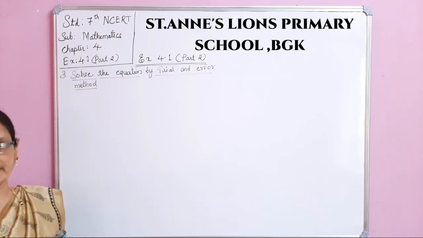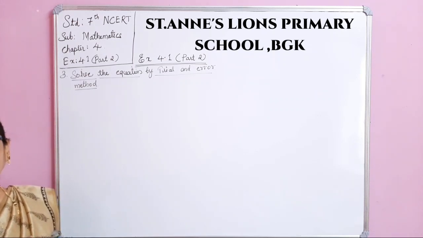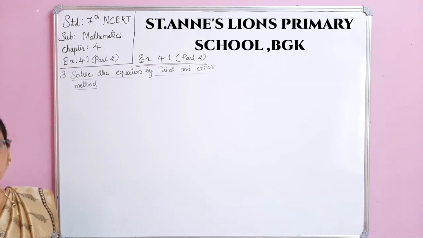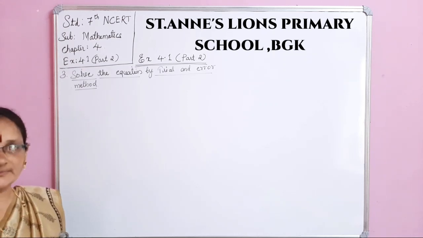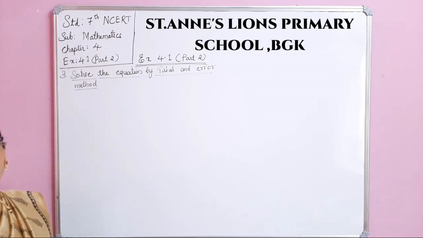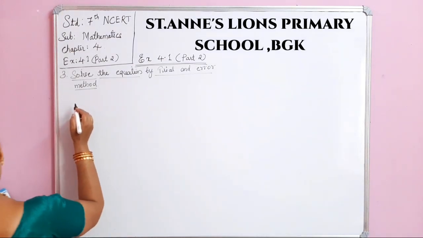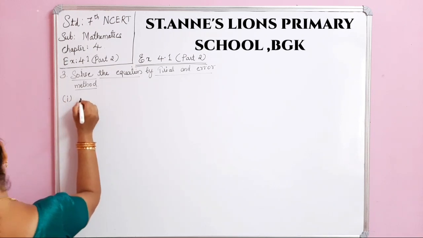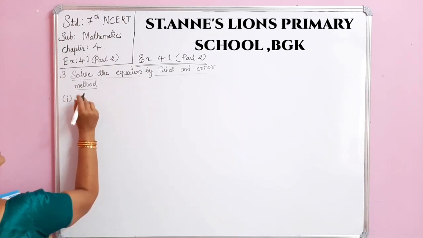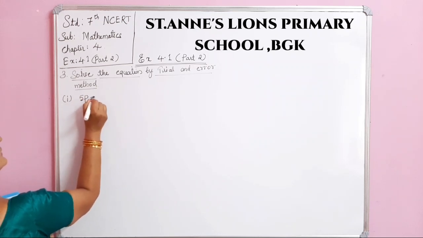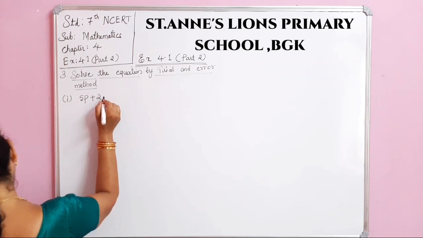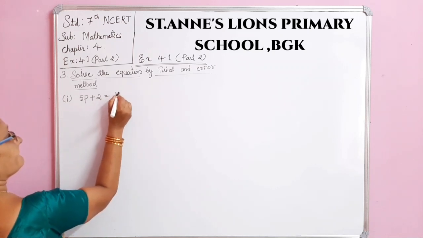Only the equation is given. By trial and error method, p equal to 1, it may be the value. P equal to 2, it may be the value. Like that, trial and error method. See now, the first problem, I will solve for you. 5p plus 2 is equal to 17.